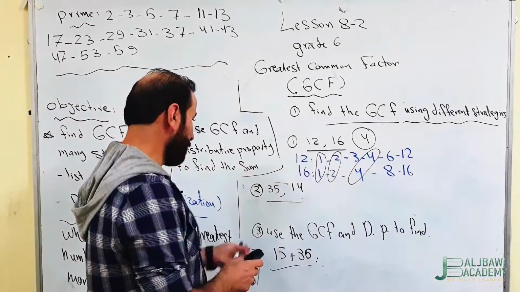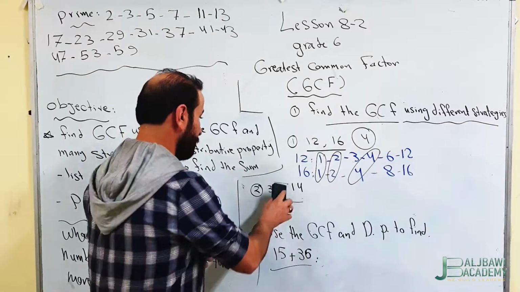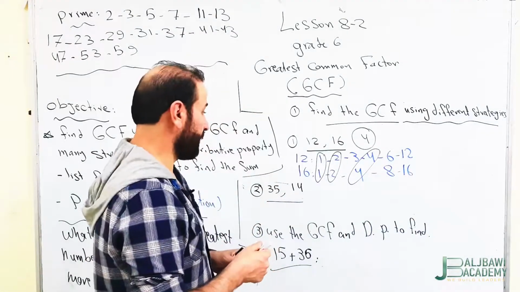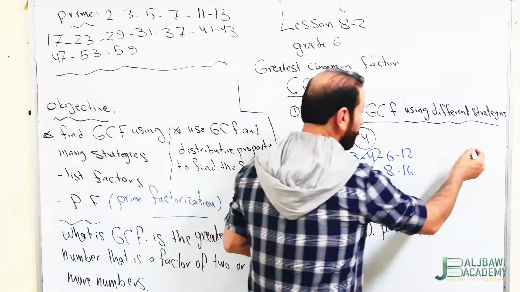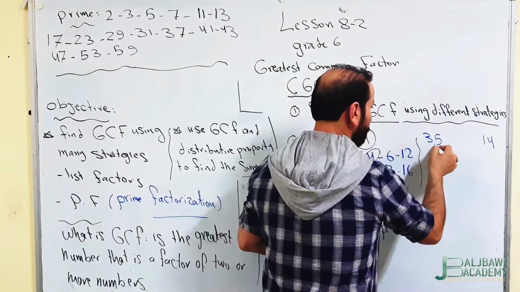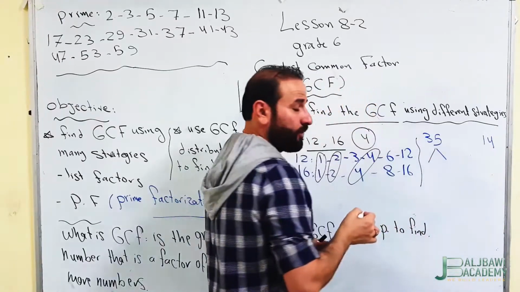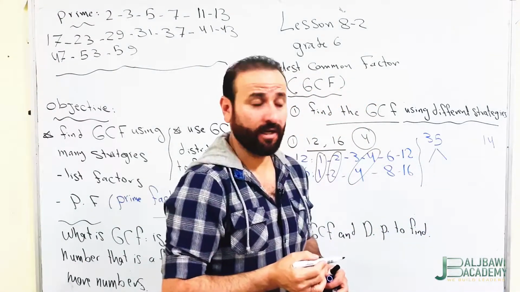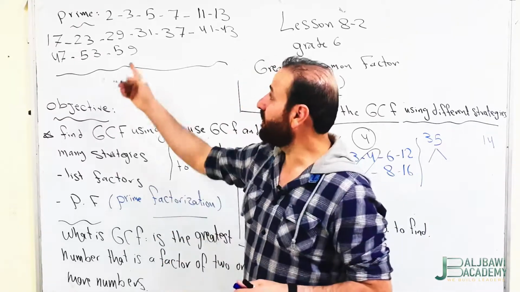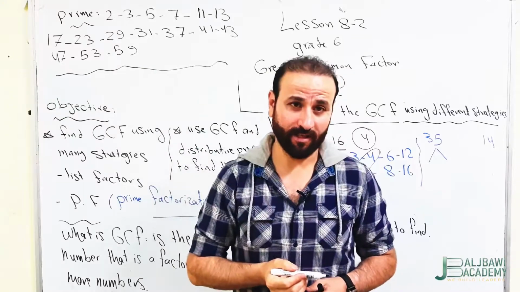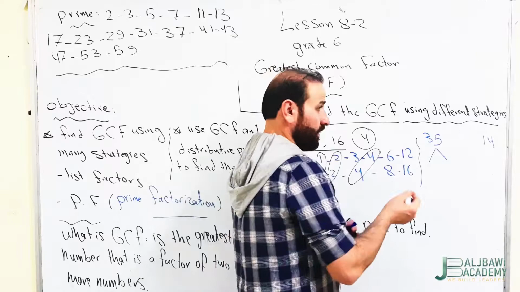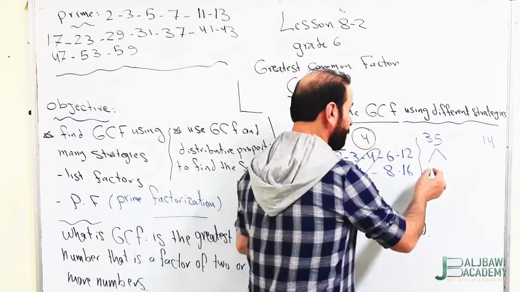35 and 14. So I will use prime factorization for 35. As you remember, in the previous video we explained how to find the prime factorization of a number. I still have these prime numbers, they can help me. Now 35 can be written as, the first thing I think about, 5 times 7.